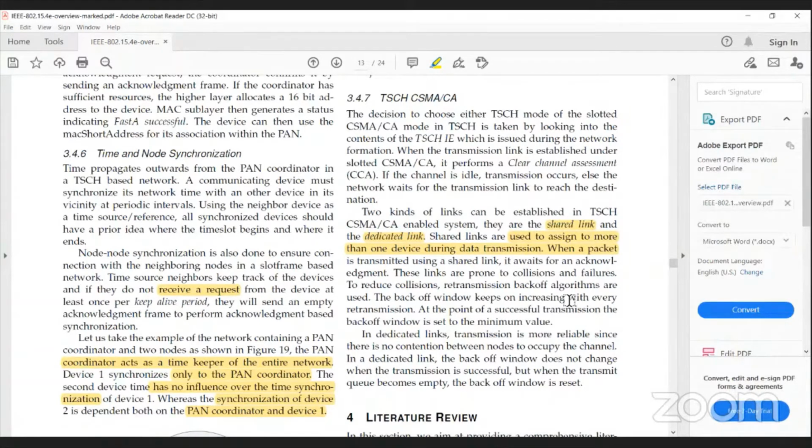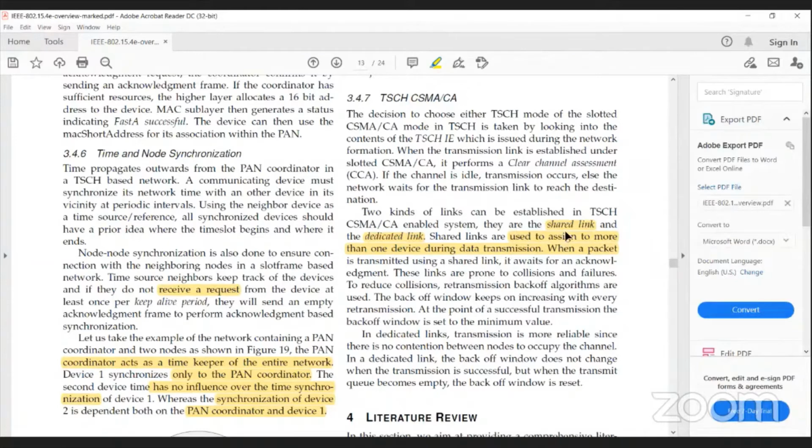Okay, it's possible. You can still do it within that small rectangle which I showed you. But that is rare. However, it is supported. This is also a very, very important point that you have to know. Whereas in the dedicated link, you want to make sure that the packet definitely reaches without any collision. So that's when you would want to use the dedicated link.